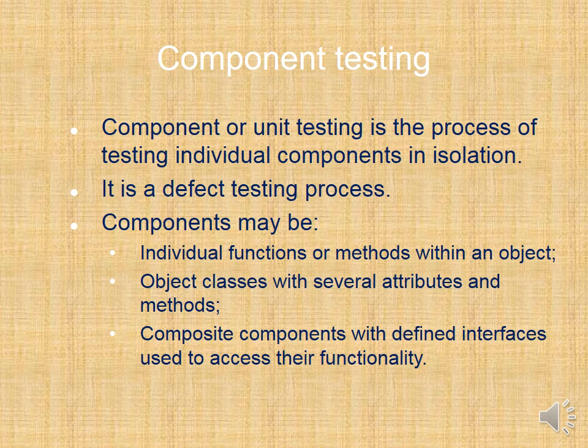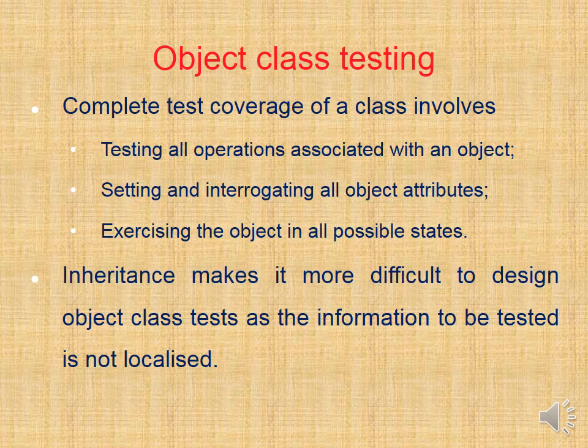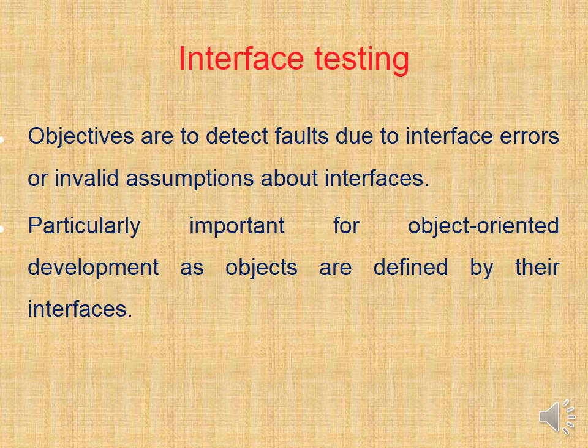Component or unit testing is the process of testing components in isolation. Components may be individual methods within an object, object classes with several attributes, or composite components with defined interfaces used to access their functionality. Object class testing aims for complete test coverage of a class. It involves testing all operations associated with an object, setting and interrogating all object attributes, and exercising the object in all possible states. Inheritance is difficult to test because it is not localized.